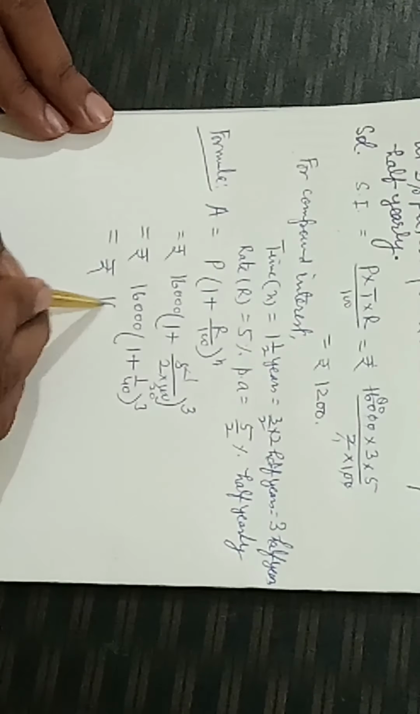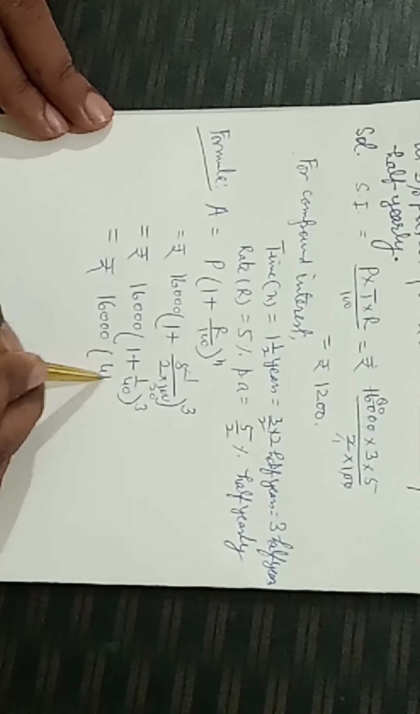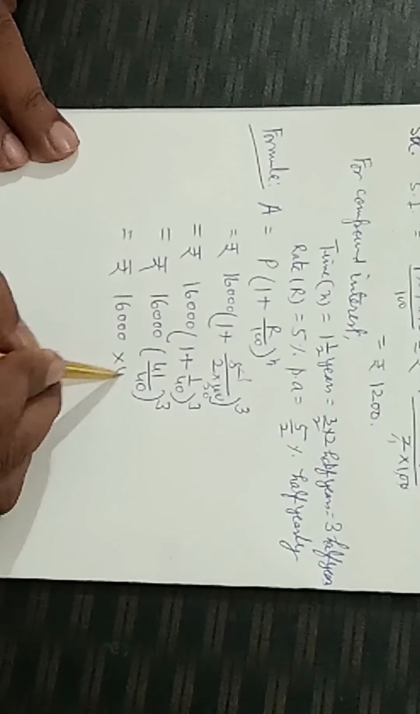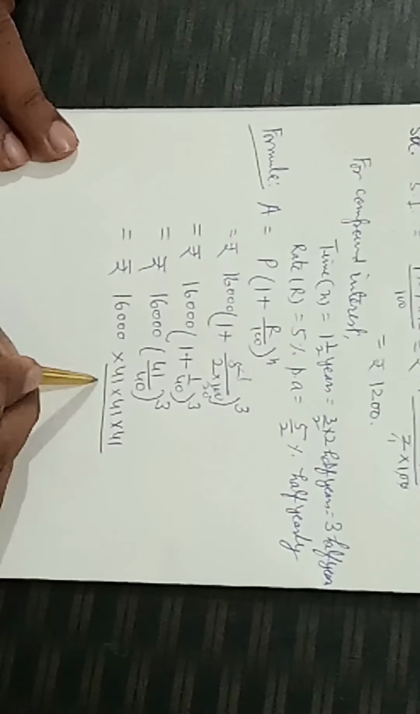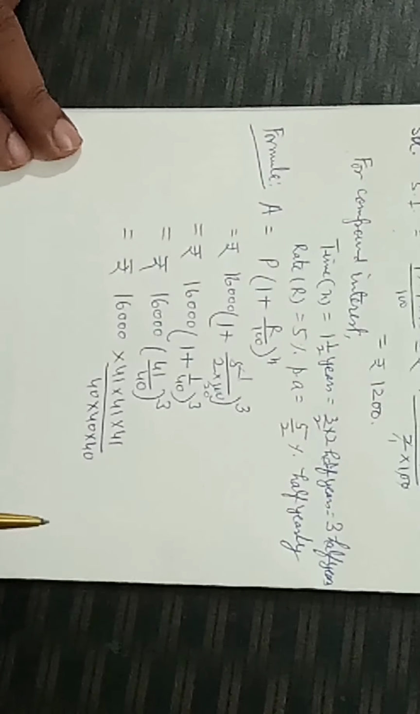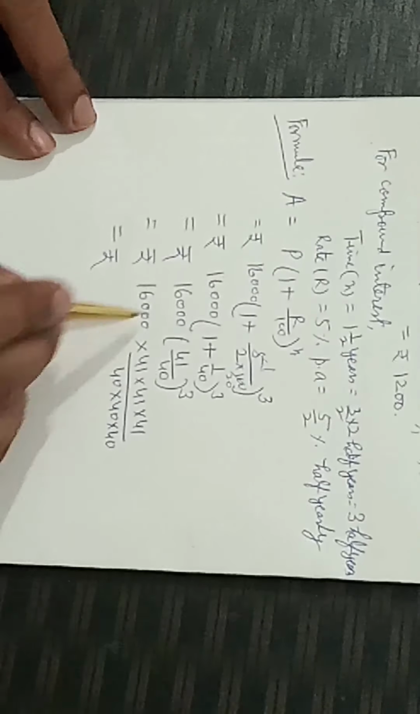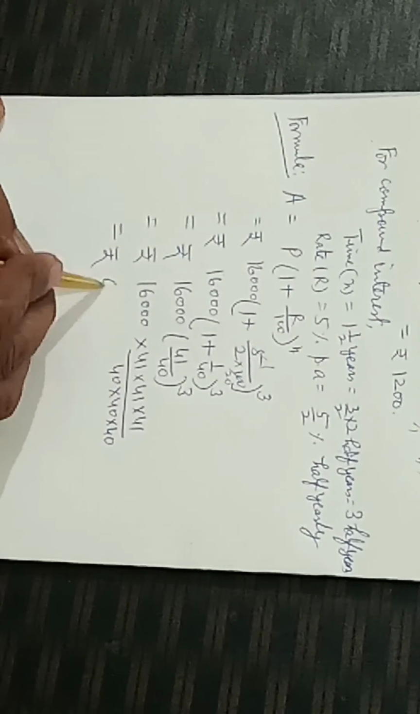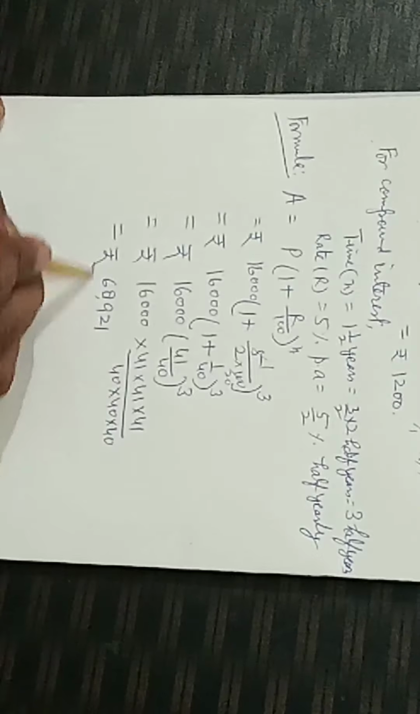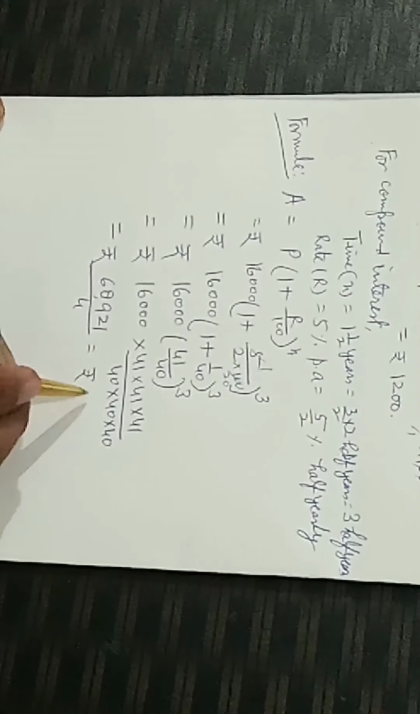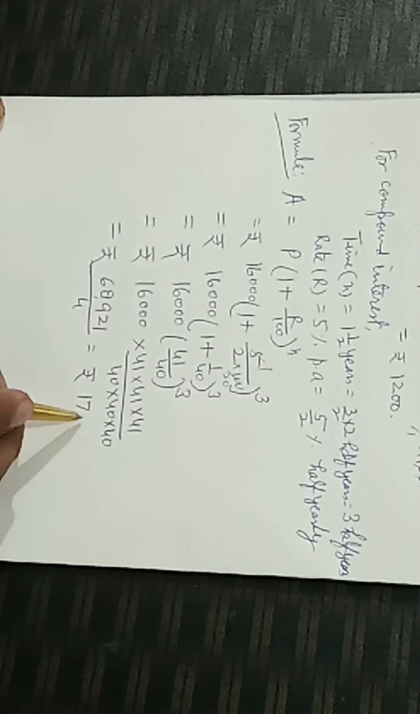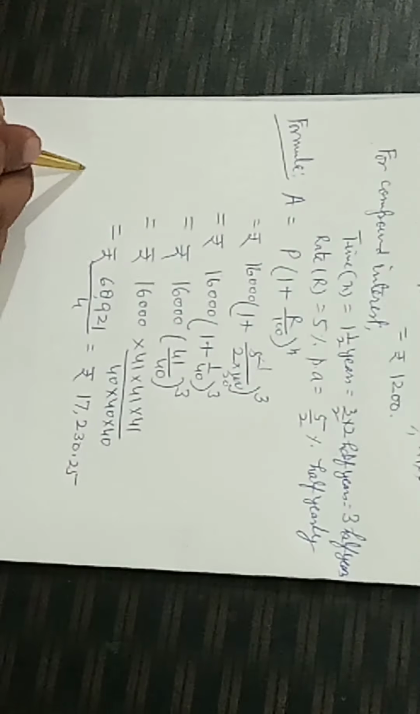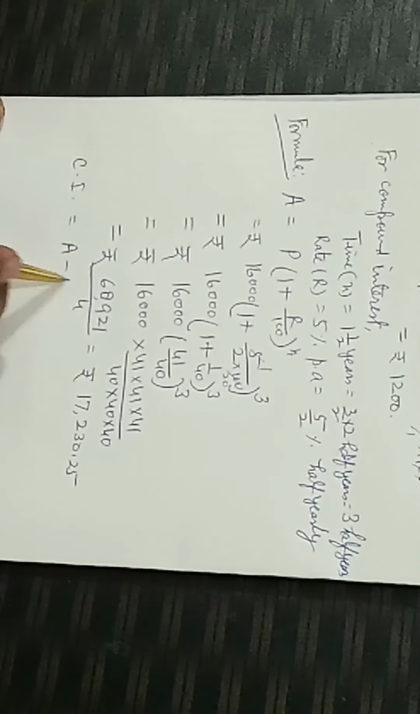This is equal to 16,000. And this is 41 upon 40 cube is equal to 16,000 into 41 into 41 into 41 upon 40 into 40 into 40. ये 1 2 3 0 ये कैंसिल होगा 16 4 into 4 16 से यहाँ होगा 4. 41 41 41. This is 68,921 upon 4 and this is equal to 17,230.25. This is amount.